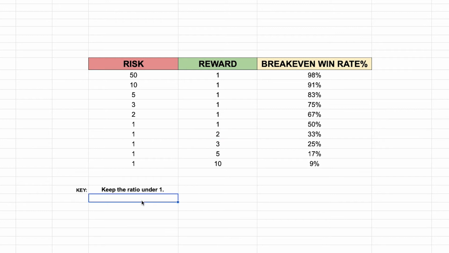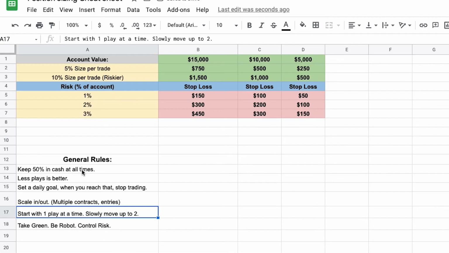So, you'd like that 1 to 1.5. I think that's a 0.6 ratio, right? So anywhere in that ballpark, and you're going to be a very profitable trader as long as you can find setups and pick winning plays, right? And execute those trades. That's another part of position sizing, guys, is I think it's really key to start with one play at a time.